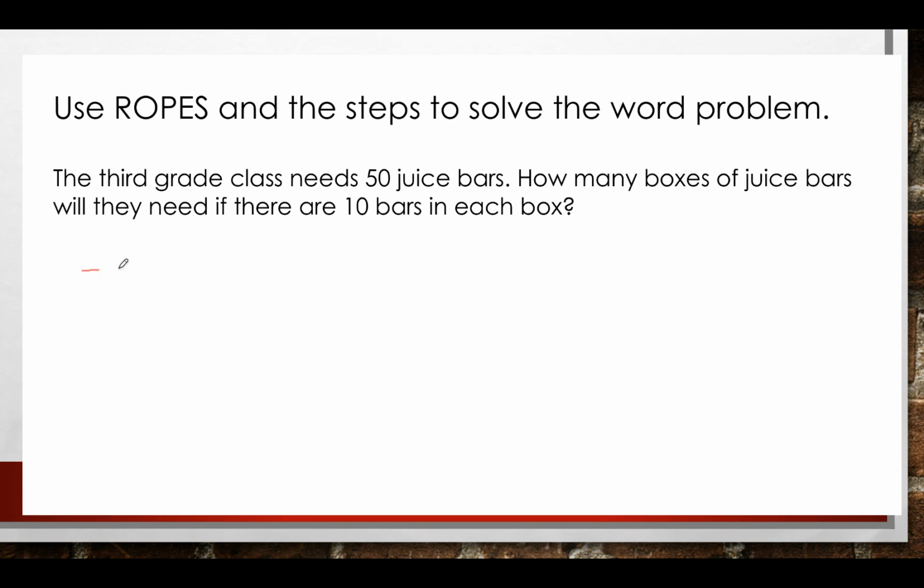So where we had the blank divided by blank equals blank. And then we know the 50 juice bars, that's what they need. That's the total amount. We said that. So I'm just going to put T for total. The 10 bars, that was the number that's in each group. So remember that. And remember for our first number, like I was saying, that's your dividend.